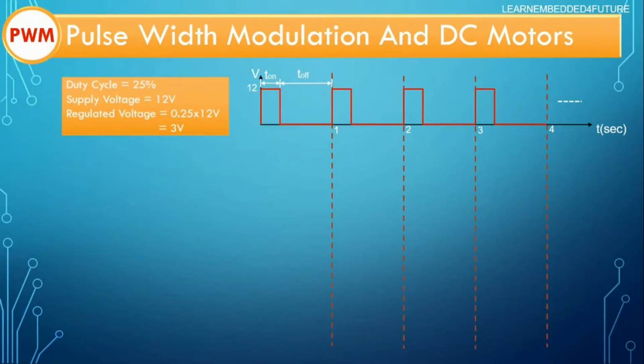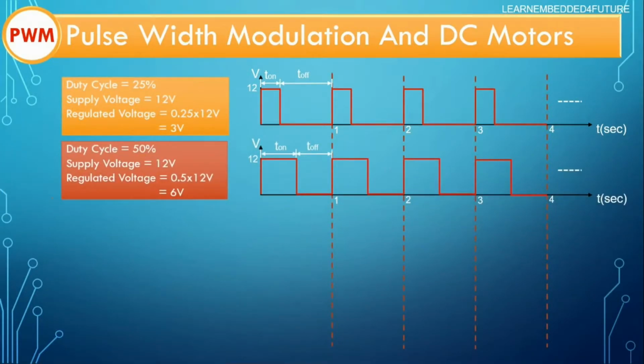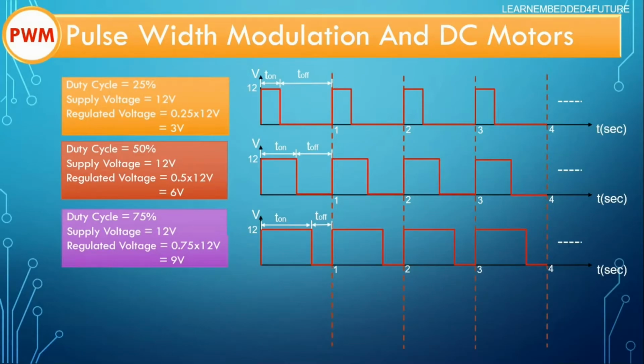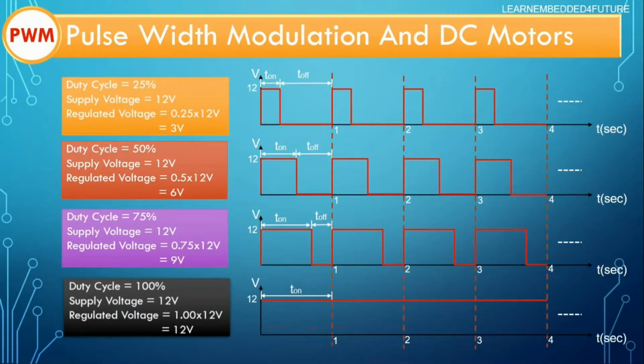If we look at the left box of this figure, we conclude that with 25% duty cycle and 12 volt power supply, the average or regulated output voltage of the driver board will be 3 volt. In the second case, we have 50% duty cycle with 12 volt power supply, which results in 6 volt regulated output voltage. In the third case, having 75% duty cycle with 12 volt power supply results in 9 volt regulated output voltage. In the last case, where 100% duty cycle is provided to the driver board, it is no different than connecting the power supply directly to the DC motors, because in this case T on is equal to 100% and T off is equal to 0%.